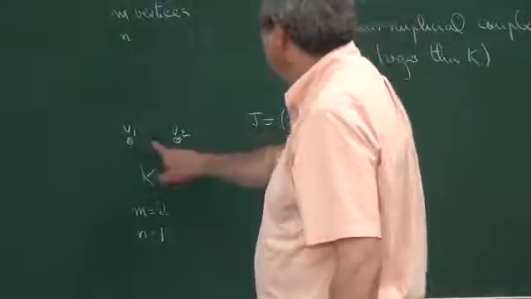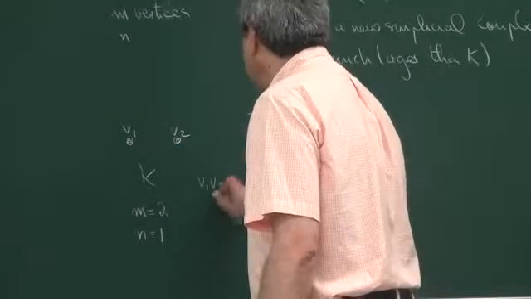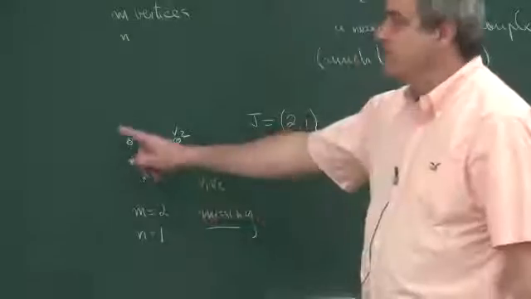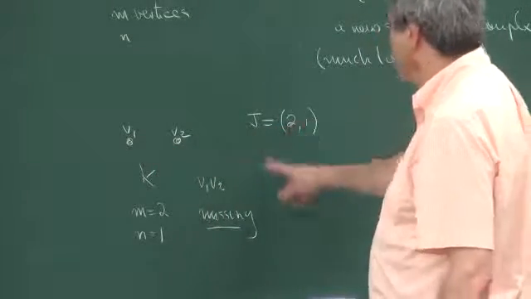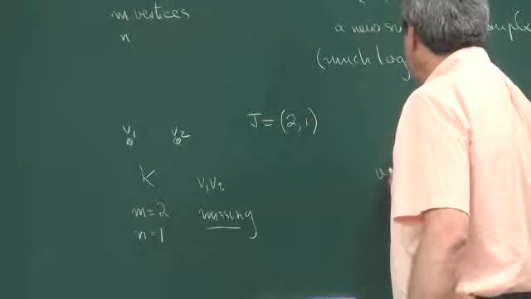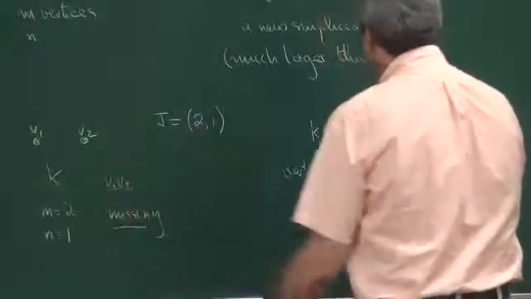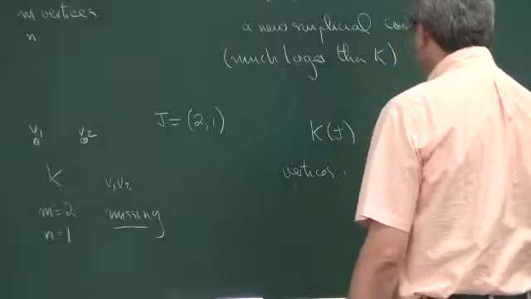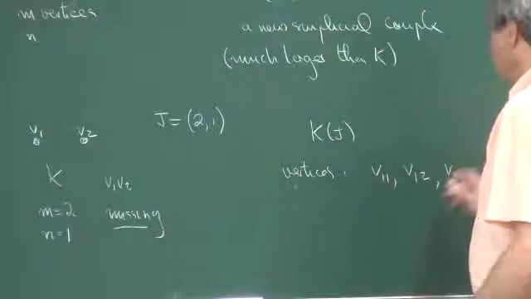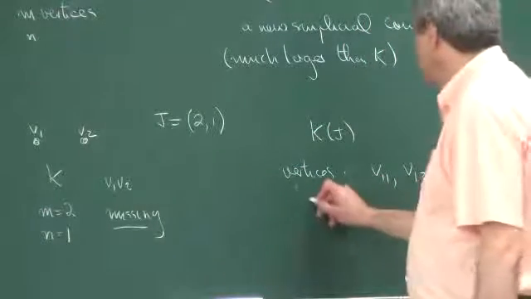So here, the minimal missing face is V1, V2. See? V1, V2 is missing. Now, because it's (2, 1), the vertices of K of J will be: V1 is doubled, so it'll be V11, V12, but 2 remains single, though I give it a new name, V21. So K had two vertices, K of J has 3 vertices.